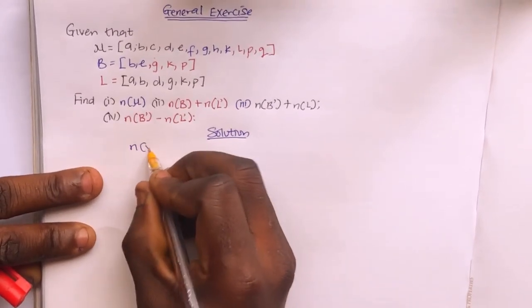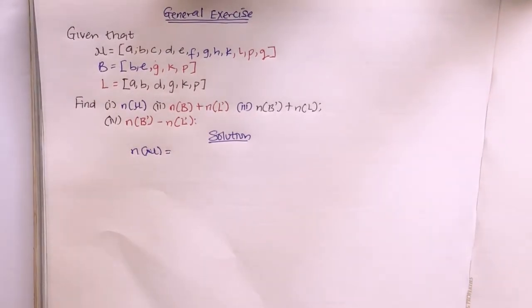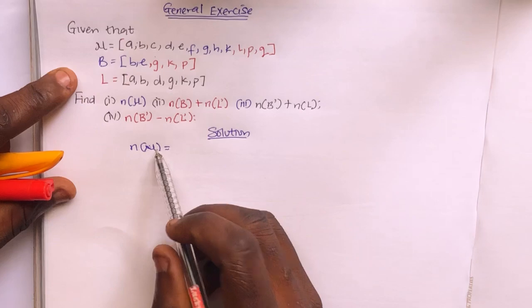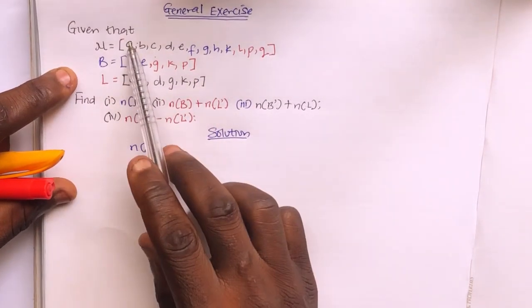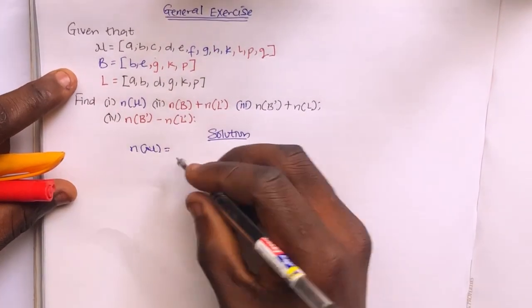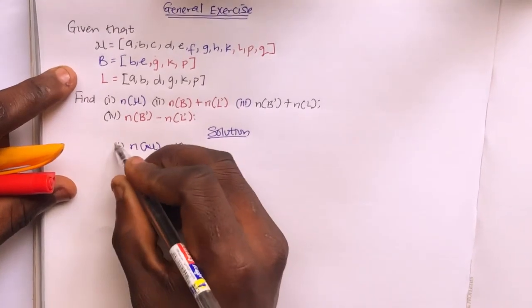Cardinality of what? Of the universal set. According to cardinality, I told you guys that cardinality means the total number of elements present in a particular set. Now, the cardinality of the universal set will be the total number of elements present in the universal set. So you have 1, 2, 3, 4, 5, 6, 7, 8, 9, 10, 11, 12. So the cardinality of the universal set is 12. That's for our I.